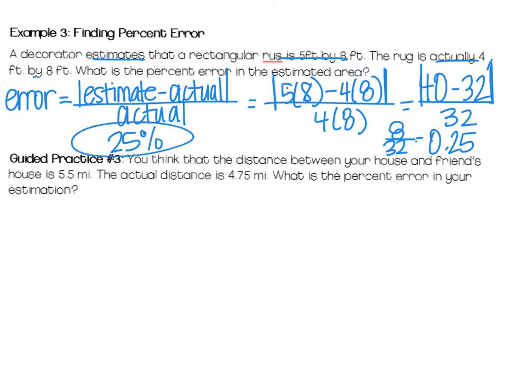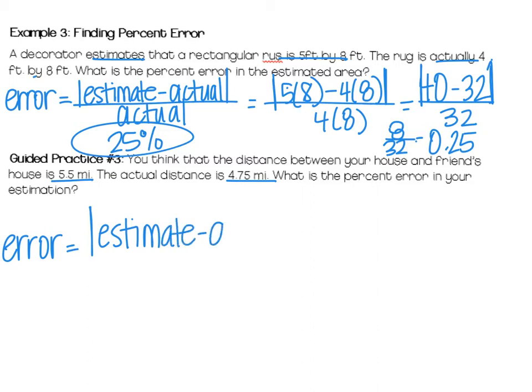I'm going to do guided practice number 3 with you. You think that the distance between your house and a friend's house is 5.5 miles. The actual distance is 4.75 miles. What is the percent error in your estimation? So again, our error is going to be the absolute value of the estimate minus the actual, over the actual.